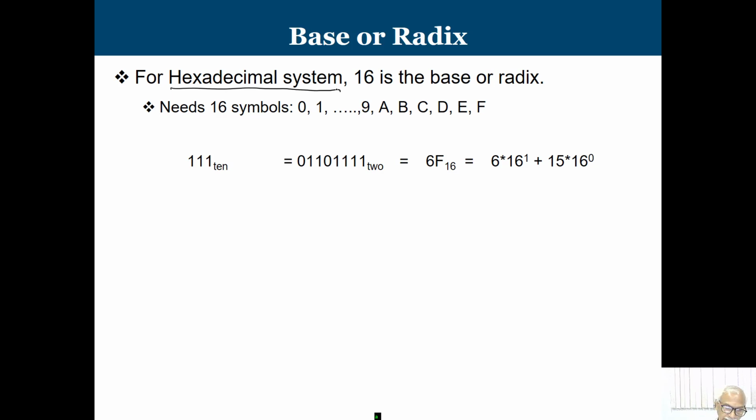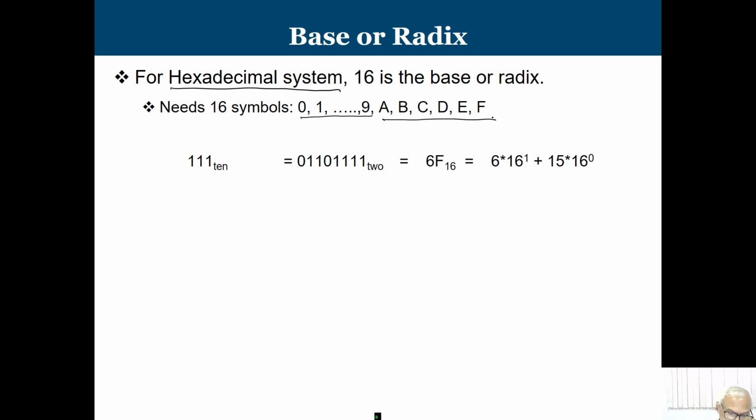So, in the hexadecimal system, we use the digits 0 to 9, which have the usual meaning as in our decimal number system. Along with that, we use 6 characters: A, B, C, D, E and F. The decimal equivalents of those symbols are: A is 10, B is 11, C is 12, D is 13, E is 14 and F is 15. So, this is the way we can think of it.